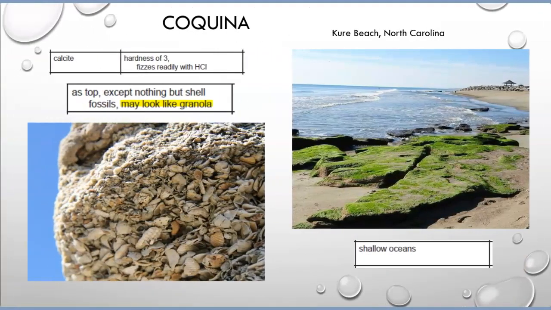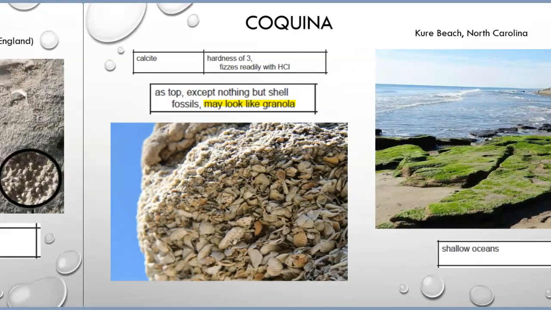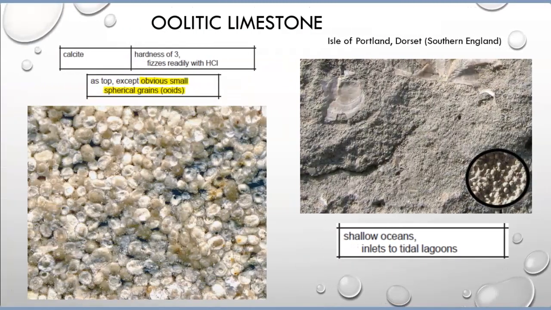Here is coquina. Most of it is composed of small shell fossils, more than 90% of it in fact. It is held together usually with a calcite cement. Will it fizz when you put acid on it? For sure! Here's another calcite-rich rock, oolitic limestone. Notice the tiny spherical grains called ooids. They are indicative of a shallow marine environment, like the inlets to lagoons.